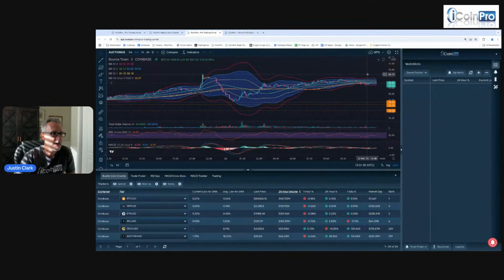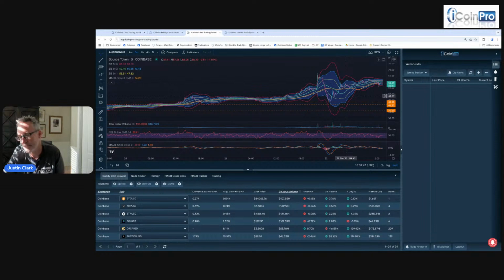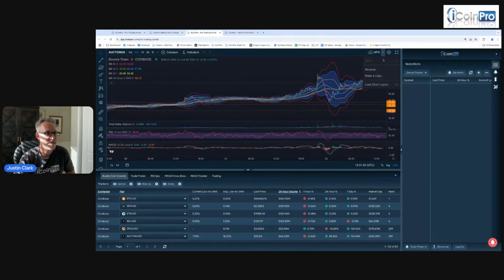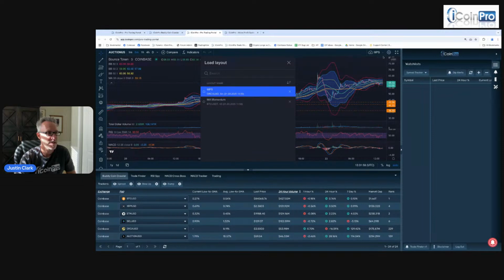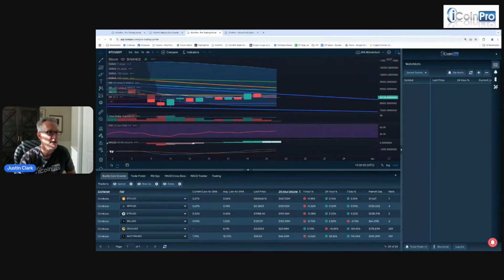Now, I'm in our iCoinPro trading portal. This is our custom software, and this is our normal chart setup. It's called the MPS, Micro Profit System, which is our trading system. Should be called the Mega Profit System if you know how people have done with the trading. But anyway, we can get the MA momentum, moving average momentum chart setup by clicking here, clicking that, and then clicking on load chart layout.